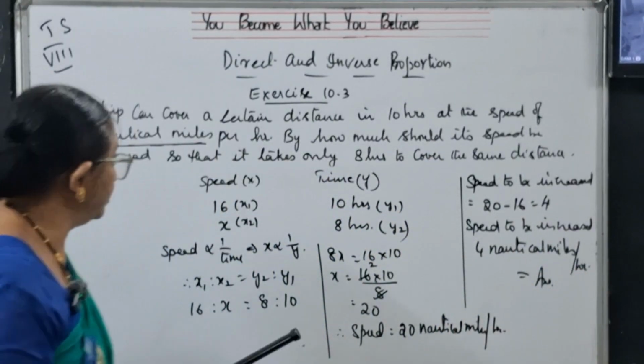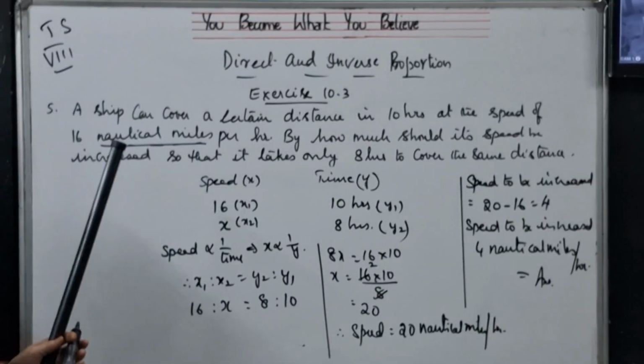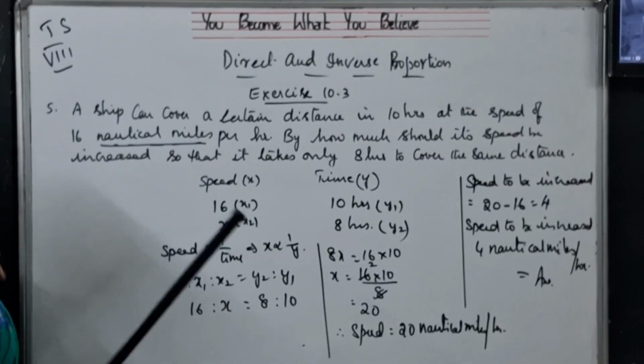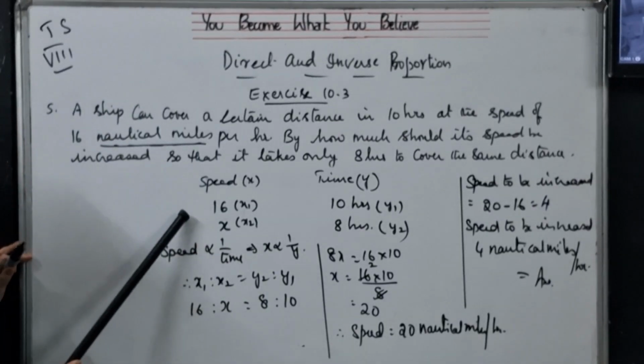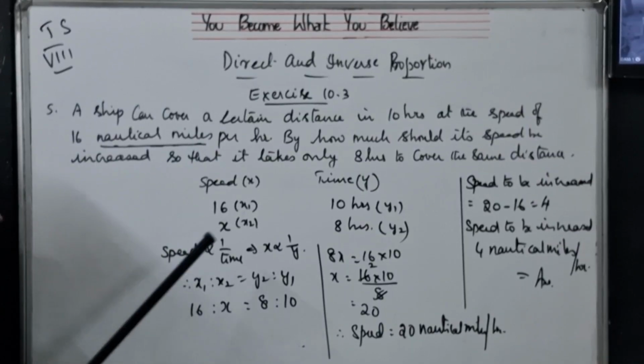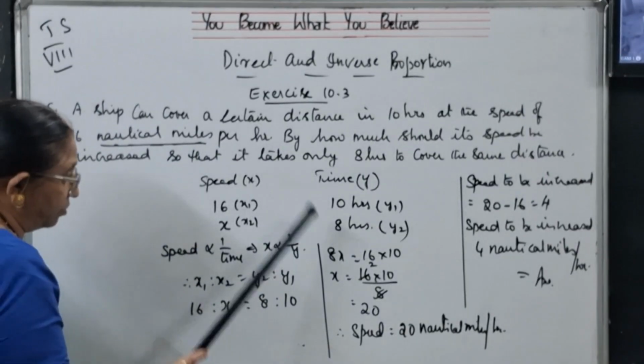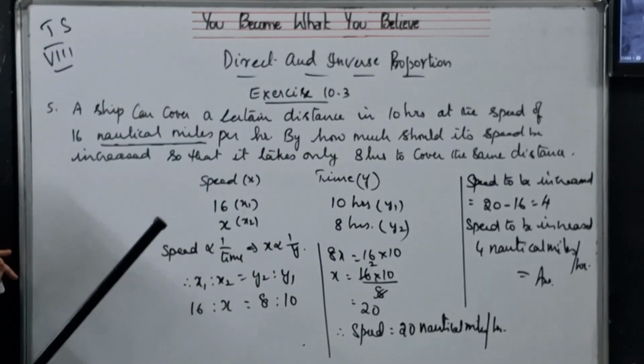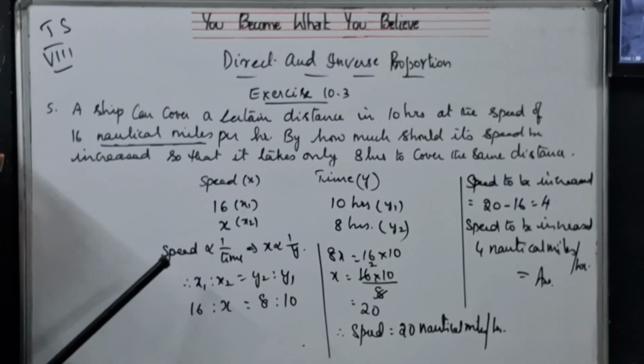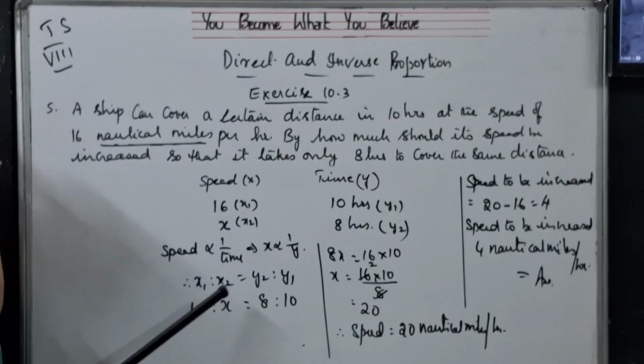So the problem says some distance has to be covered in 10 hours at a speed of 16 nautical miles per hour. 10 hours it takes to cover the distance. So in 8 hours it has to cover, how much speed should be increased? So speed is inversely proportional to time.